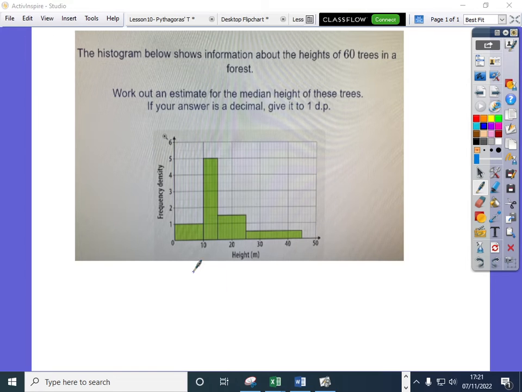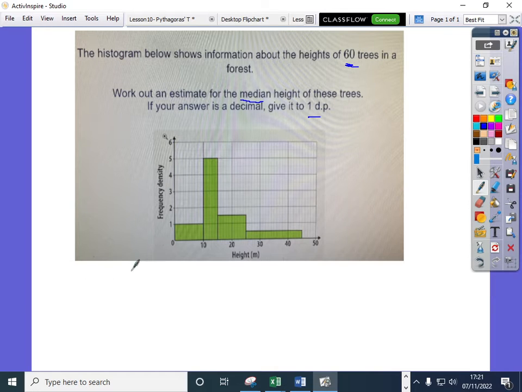Hi there. Right, the best way to tackle a question like this: the histogram shows information about the height of 60 trees in a forest. Work out an estimate for the median height of these trees. Give your answer to 1 decimal place.